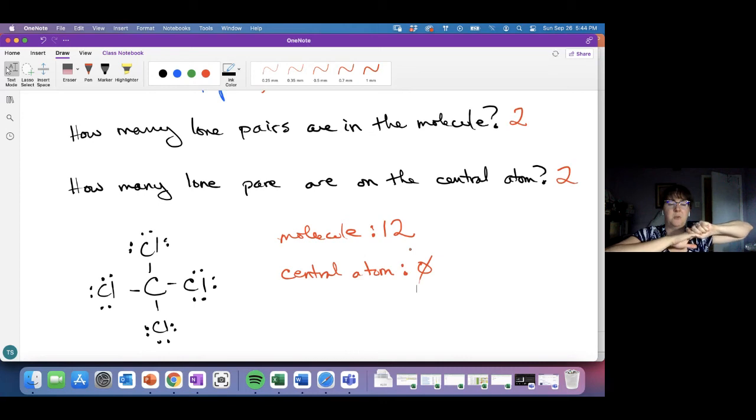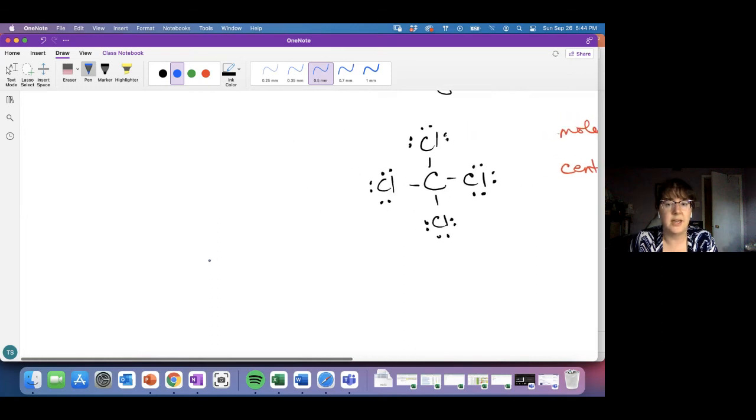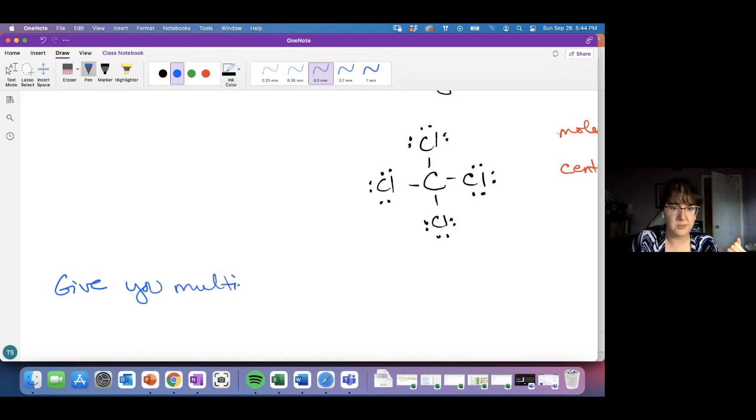This is also that part where one of the things that we can do is ask you questions about the molecule that would require you to have drawn it correctly, and then we'll ask you questions about it. That's one thing we can do. Some of the other things that we can do is also give you multiple structures and ask you to analyze them.